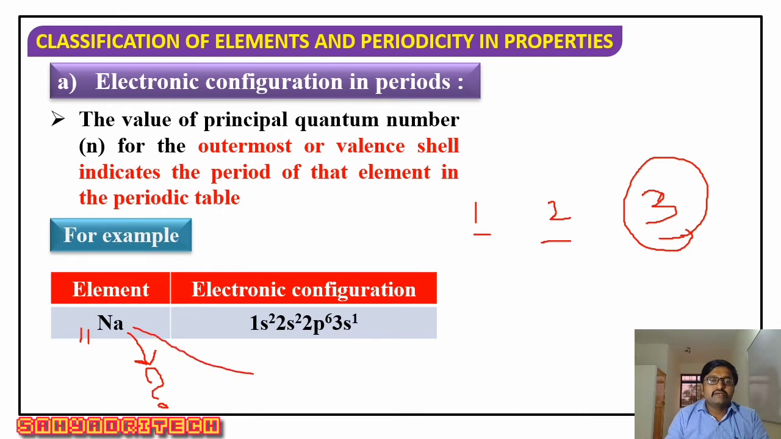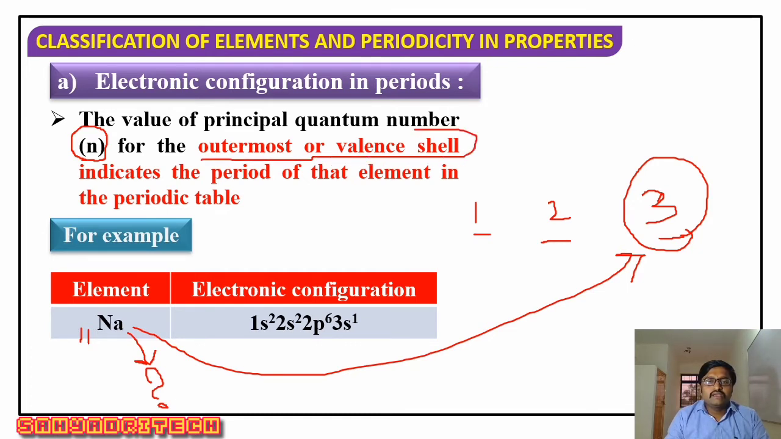So what can we say now? Sodium belongs to which period? Sodium belongs to the third period. So if we know the electronic configuration of any element, in that electronic configuration we have to look at the value of n, the principal quantum number. You have to look for the n value of the outermost shell or I can say valence shell. What does it indicate? It indicates the period to which the element belongs.